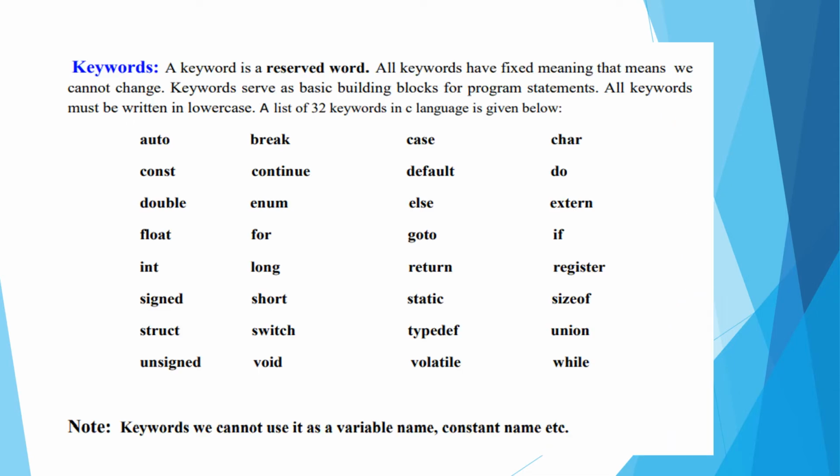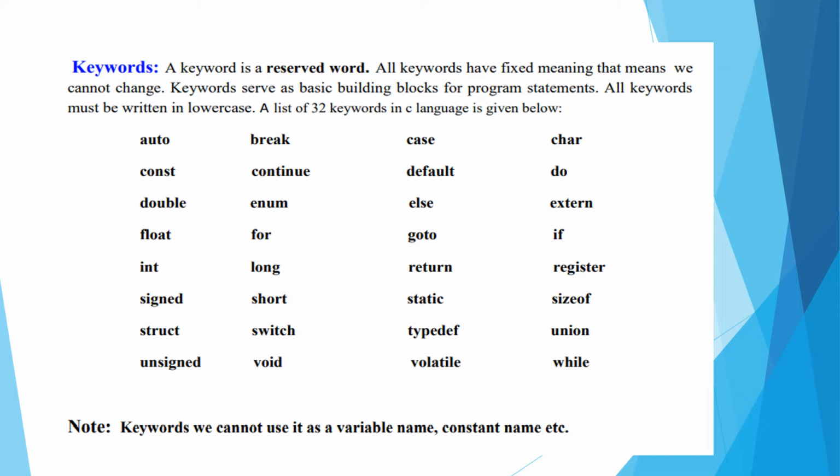Next, we move on to the next slide here. The second token is keywords. So what is a keyword? A keyword is a reserved word. Reserved words means these are all predefined words. All the keywords have a fixed meaning. That means we cannot change the meaning of these words, so we call them reserved words.